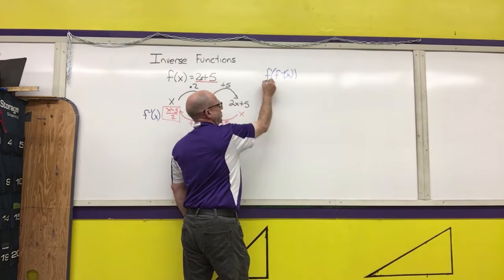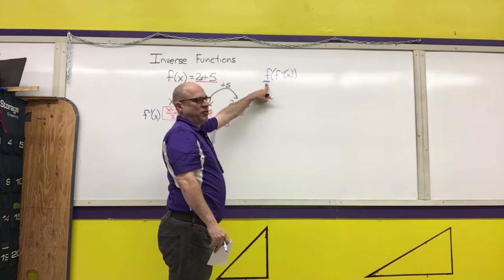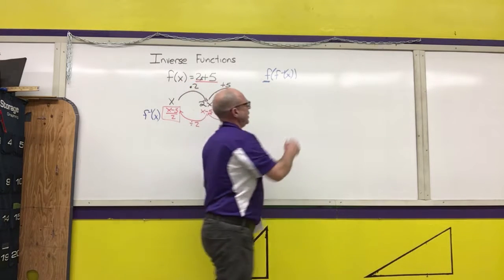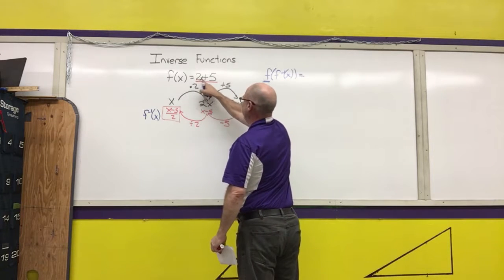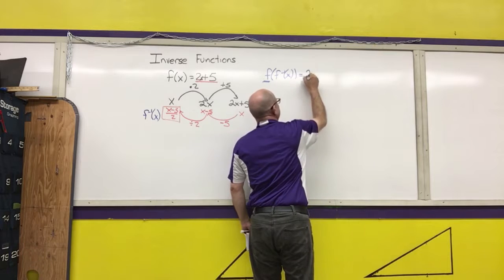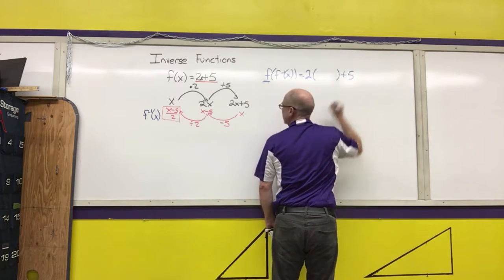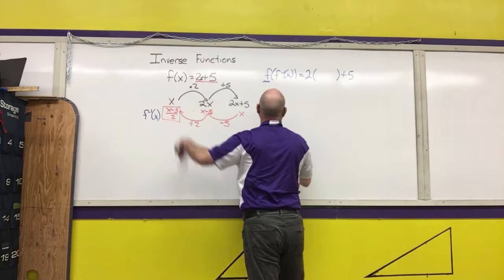So from our composition of functions lecture, we write down the outside function, except where there's an x, we put parentheses, and inside the parentheses, we write down the inside function. So I'm going to write down the outside function, which is 2x plus 5, except where there's an x, I'm going to put parentheses. Inside the parentheses, I'm going to write the inside function, which is f inverse of x, which is x minus 5 over 2.